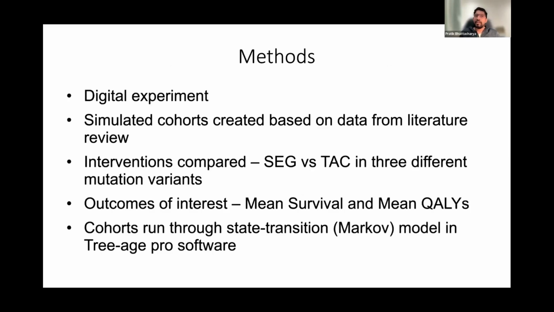So in this paper, the authors have conducted a digital experiment. They have simulated cohorts created based on data from literature review. They have compared two interventions, segmental colectomy versus total abdominal colectomy, in 3 different mutation variants at the first diagnosis of colorectal cancer. The outcomes of interest for the authors were mean survival and mean quality adjusted life years. The cohorts were run through a state transition model, also called a Markov model, in TreeAge Pro software. Next slide, please.